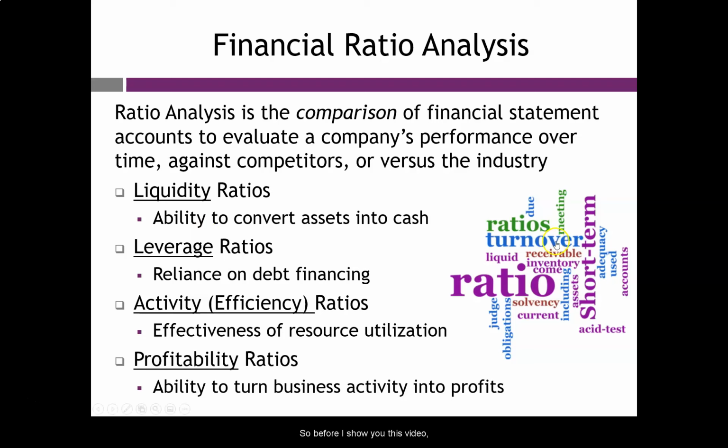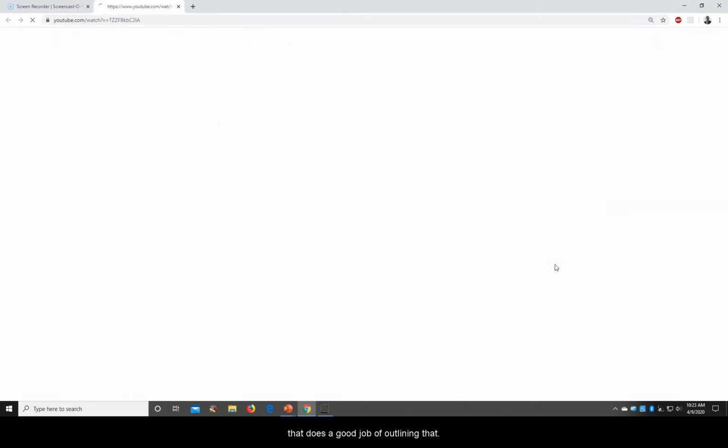Okay? So before I show you this video, let me talk about the four main types. There's liquidity ratios, that show you how quickly can I turn our assets into cash if we need cash to pay stuff. Leverage ratios, how much do we rely on debt versus equity? Efficiency or activity ratios, how efficient are we? And then finally, profitability ratios, right? How profitable are we? We want to know that. So with that, let me show you this quick video, 2.5 minutes, that does a good job of outlining that.